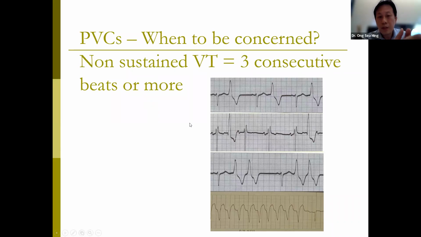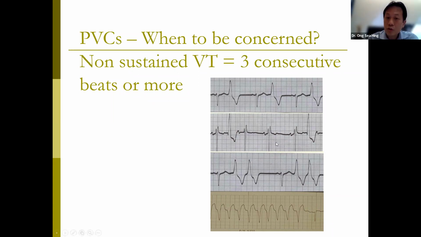This is important because when we see PVCs, we need to know when we need to be concerned. Okay, when is it that the PVC is important? When is it that the PVC could potentially be something that is life-threatening versus a PVC that is benign?